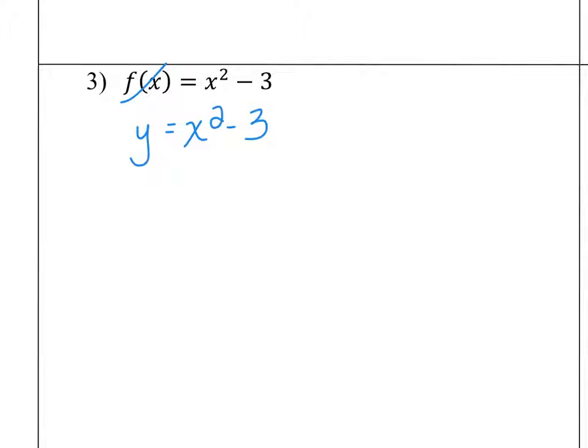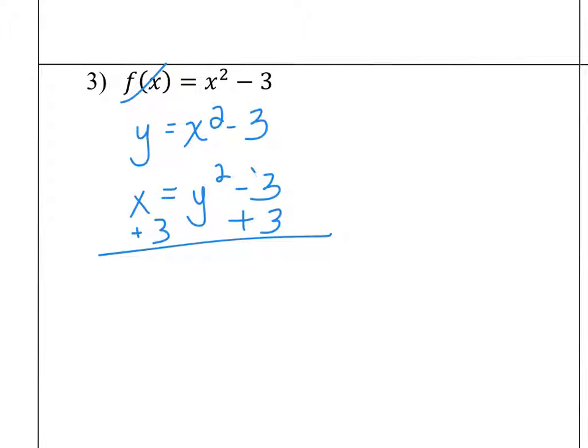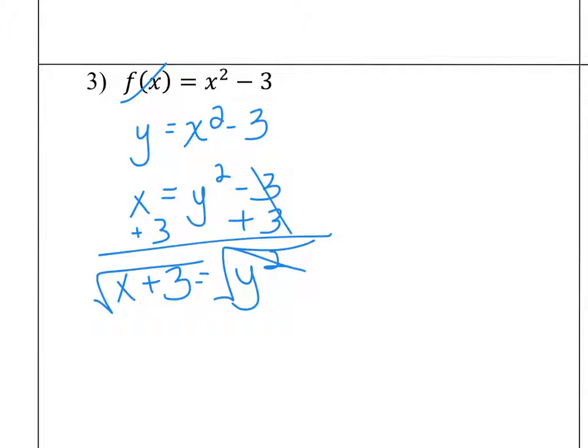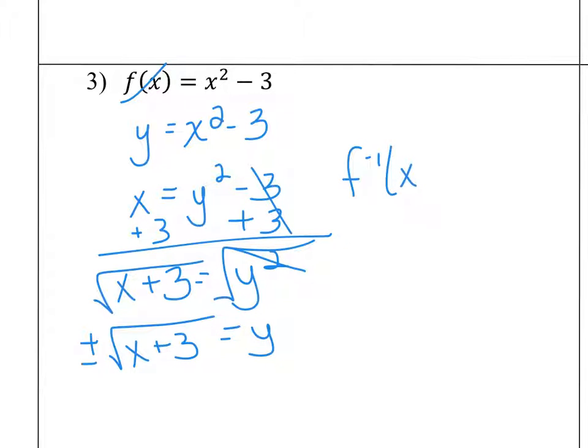Change f of x to y. Switch x and y. So everywhere there's a y, you put an x. Everywhere there's an x, you put a y. Add. So we want to get y by itself. Now we have a square, so the inverse of squaring is square rooting. So those go away, and we're just left with y. And remember, it's y equals plus or minus the square root of x plus 3. So the inverse here is plus or minus the square root of x plus 3.